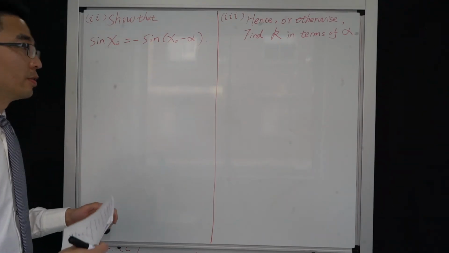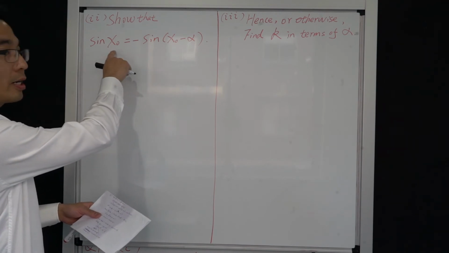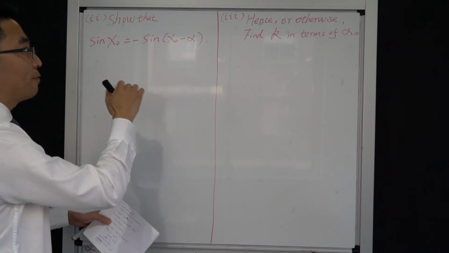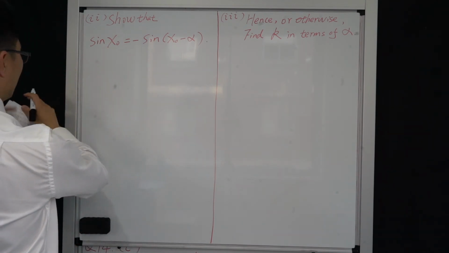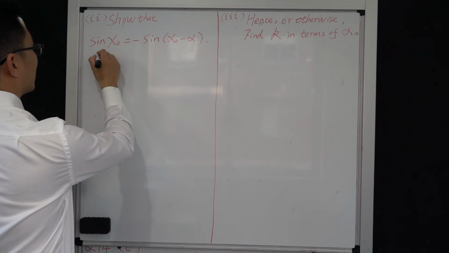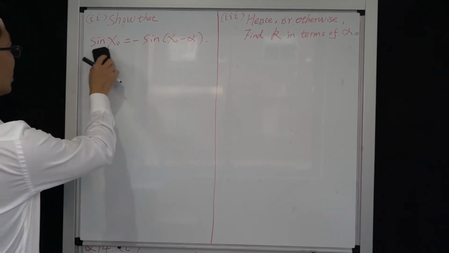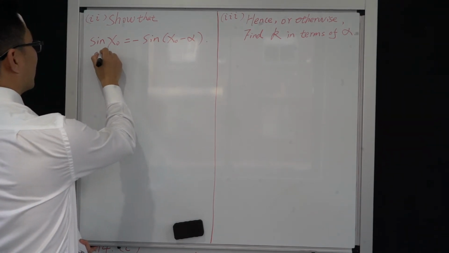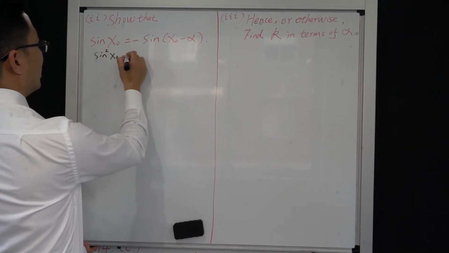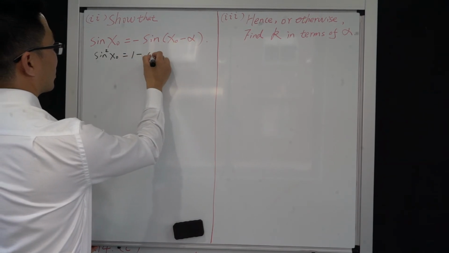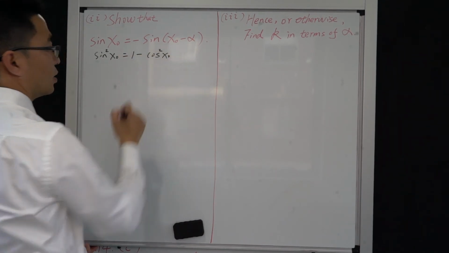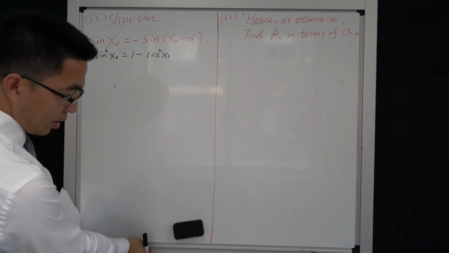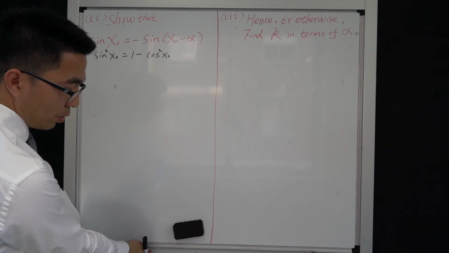Go to the second question. We need to show that sine x0 equals negative sine of (x0 minus alpha). From the formula, we have sine squared x0 equal to 1 minus cos squared x0, right? From the previous question, we have sine x0 equal to cos, no.